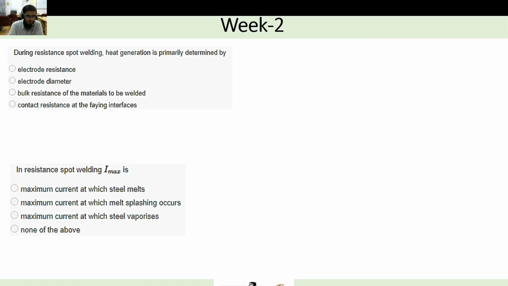Coming to the fifth problem, you can see here on the screen. During resistance spot welding, heat generation is primarily determined by, which is the governing factor for determining the resistance, determining the heat generation. Just take it off and then tell me the answer.